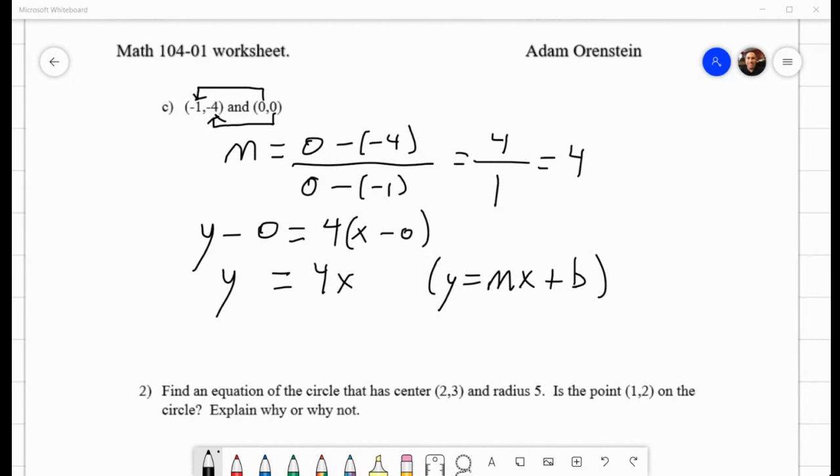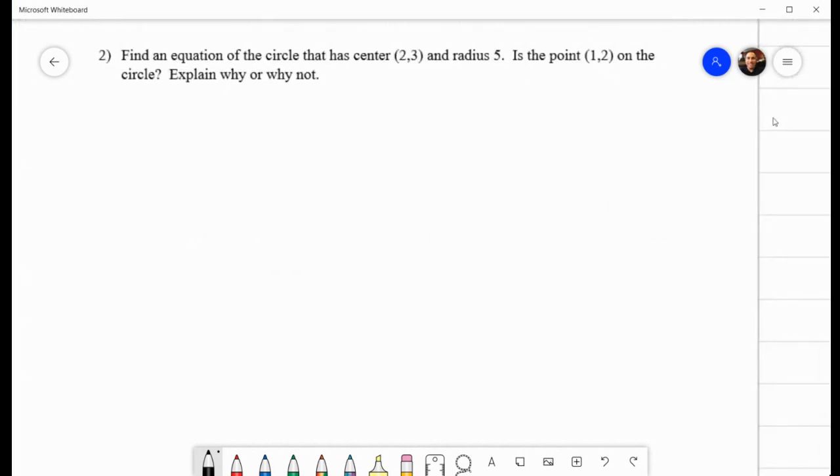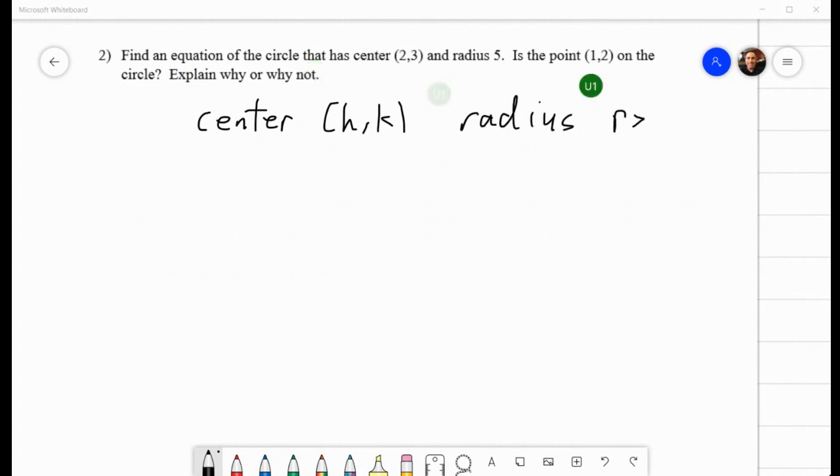All right. So now we're going to find an equation of a circle. This should be fun. So we want an equation of a circle. The center is 2, 3. And the radius is 5. And then we want to know if a certain point is on the circle. Okay. Remember, the equation for a circle, if it has center h, k, and radius, little r, which is a positive number.